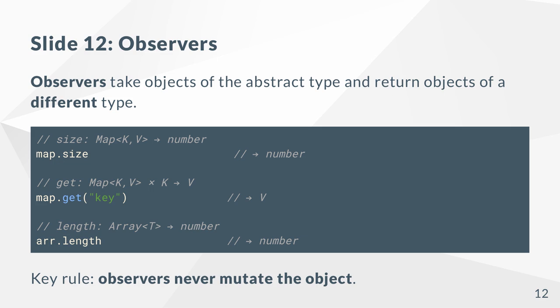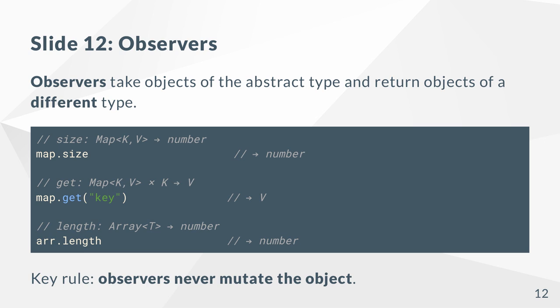Observers are operations that look inside an object and return information about it, but as a different type. The Map type in TypeScript has a size property. It takes a map and returns a number. That is an observer. The get method on a map takes a map and a key and returns a value. Also an observer. The length property on an array takes an array and returns a number. Notice all of these return a different type than the one they operate on. Observers are read-only windows into the abstract value.